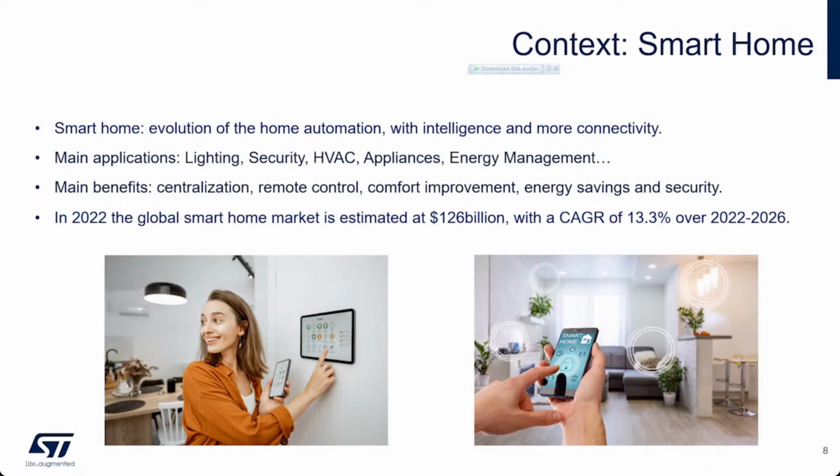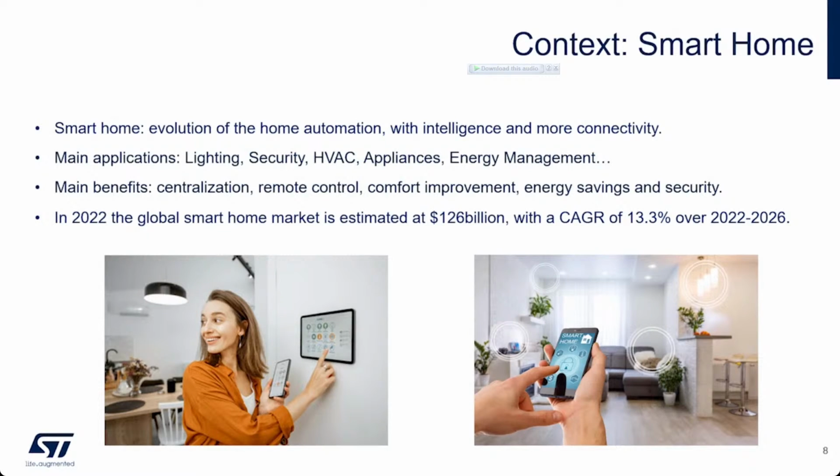Smart home is the evolution of home automation, bringing intelligence to our home-connected devices. Gone are the days when you had to go around all the rooms in the house to check that all the lights were off or the heating was at the right temperature. Now the management of home equipment is done centrally and remotely, from your sofa and even when you're away from home. Smart home devices include devices for lighting, security, HVAC, appliances, and energy management.